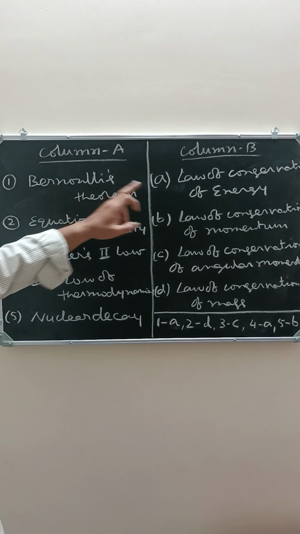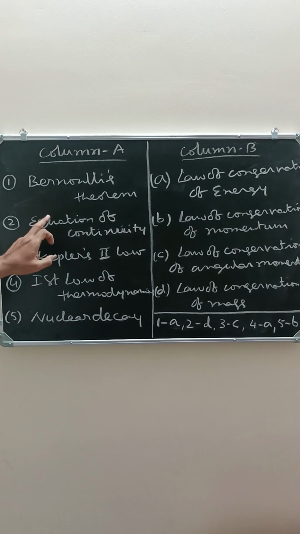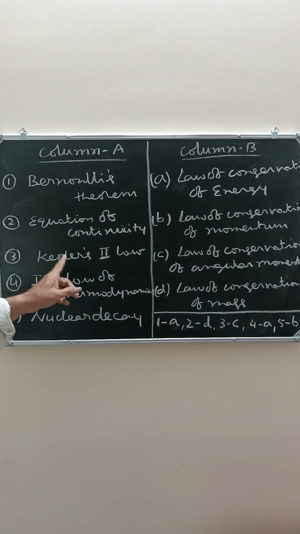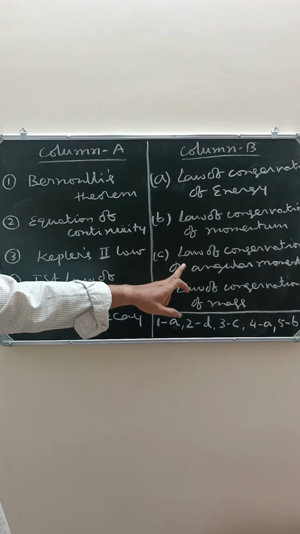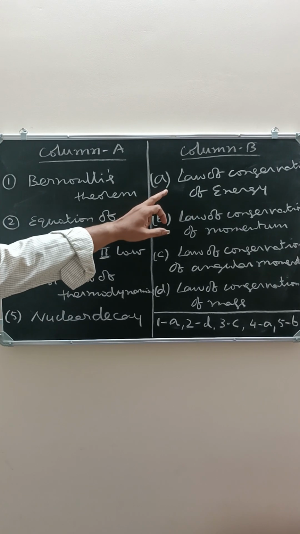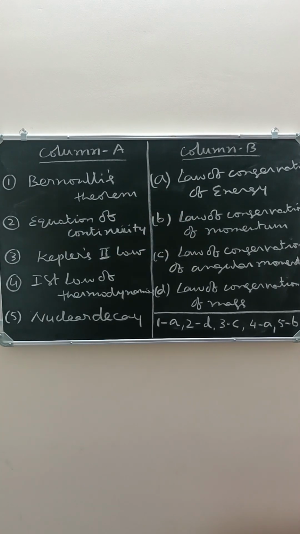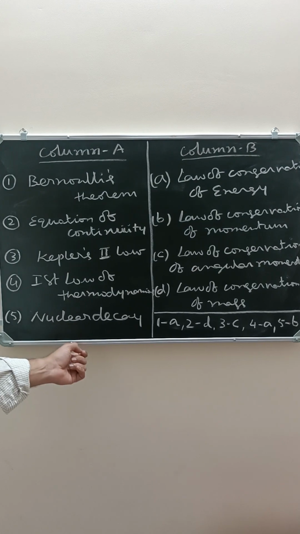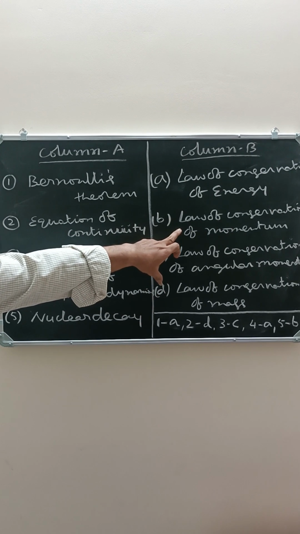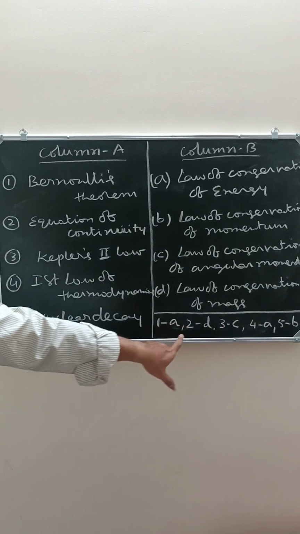So Bernoulli's theorem is conservation of energy. The equation of continuity is a consequence of conservation of mass. Kepler's second law is a consequence of the law of conservation of angular momentum. The first law of thermodynamics is also a consequence of the law of conservation of energy. Nuclear decay is a consequence of the law of conservation of momentum. So the correct answer is this.